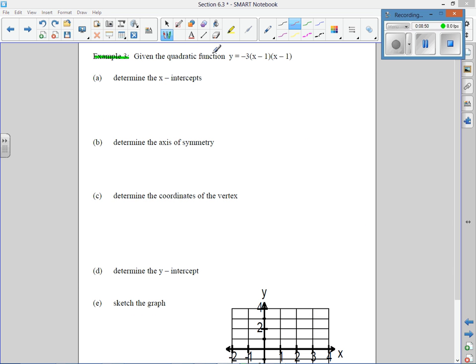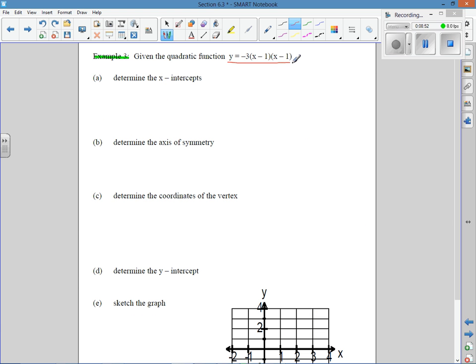Okay, last example. So here's our factor form of the equation. The a value is negative, so we know that the graph has a maximum value that should look like that.